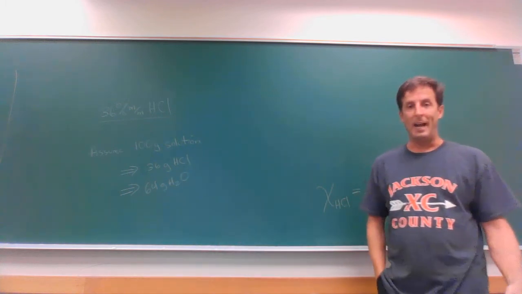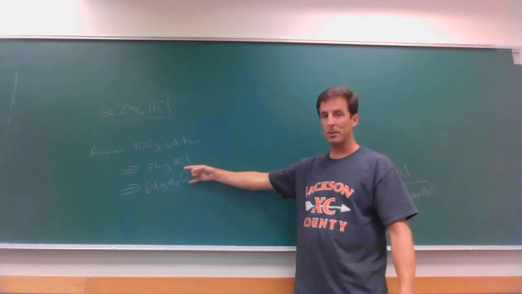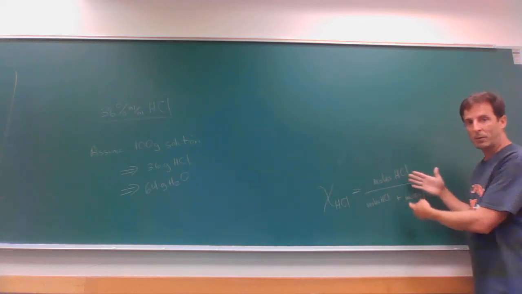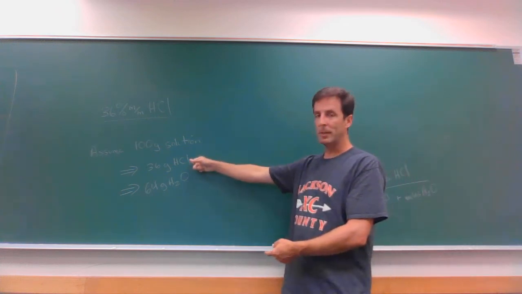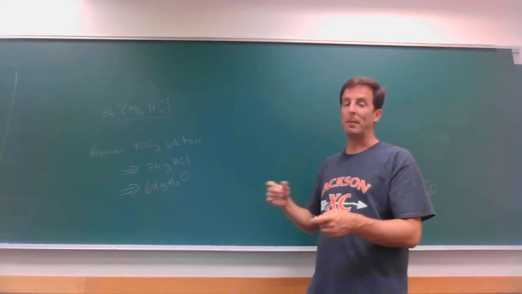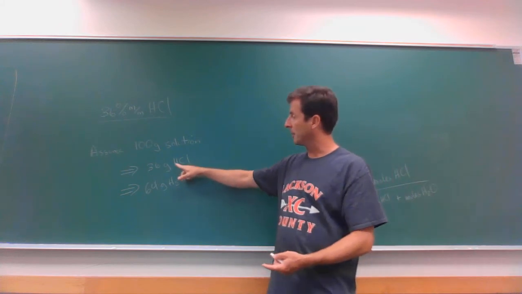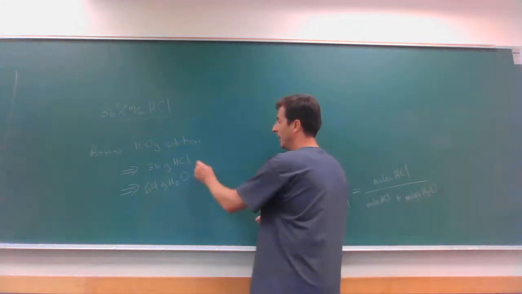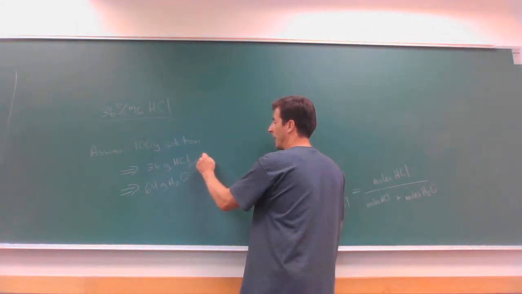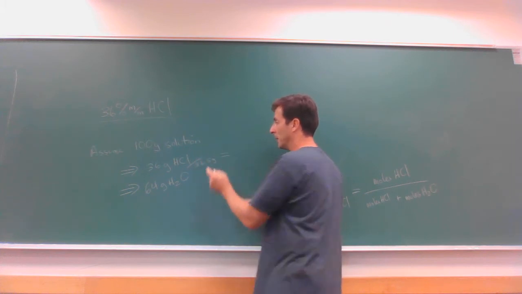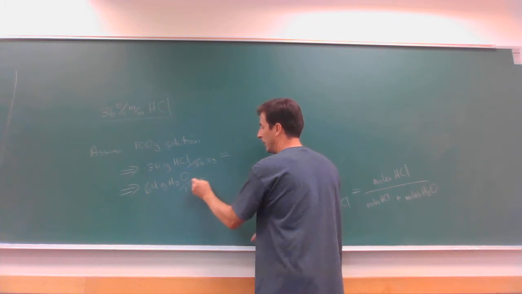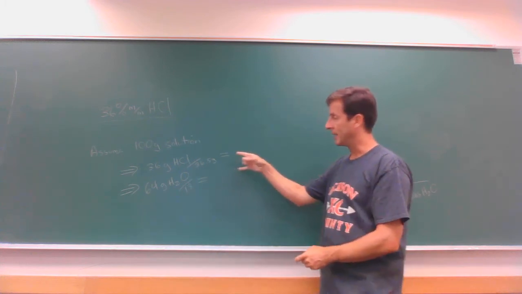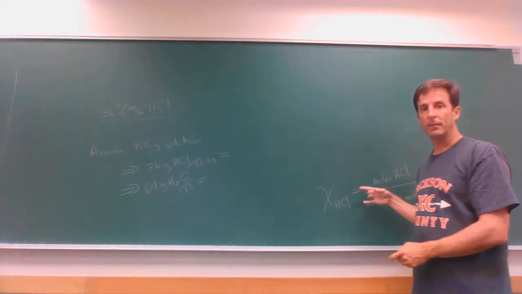Now, from these two numbers, it's pretty easy to get what I need. I need the moles of HCl. Well, if I know the grams, I'm going to divide by the molecular weight, which for HCl is going to be 1 plus 35.5. Essentially, I'm dividing by 36.5. That gives me the moles of HCl. For water, I'm going to divide by 18. That's going to give me the moles of water. Then I can just plug my numbers in over here.